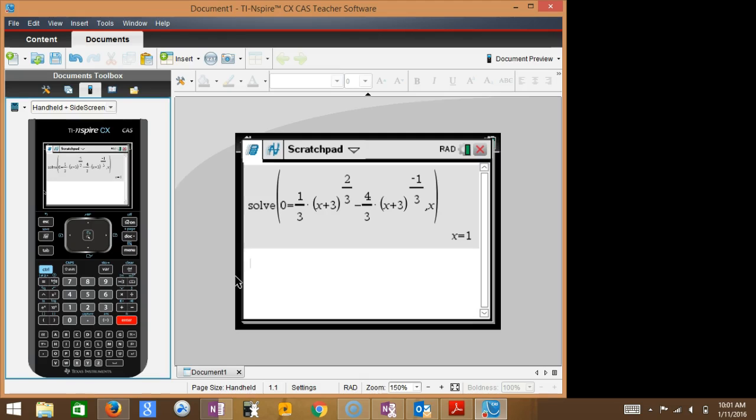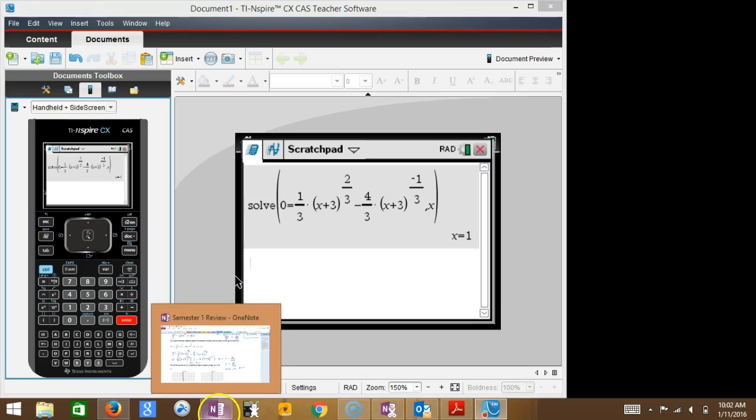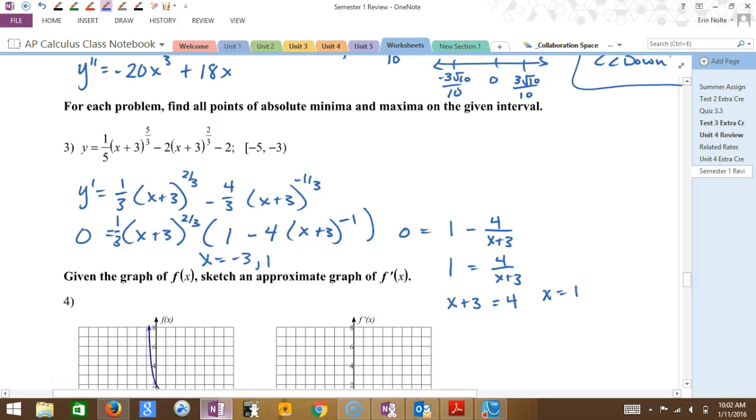So it only gave me 1, because negative 3 isn't in the domain. You're right. So we're only looking at positive 1, because negative 3 isn't included. It's a restriction, or it's not differentiable at that spot, right? But positive 1 isn't even in the interval either. So you just have to test negative 5 and positive 1, right?